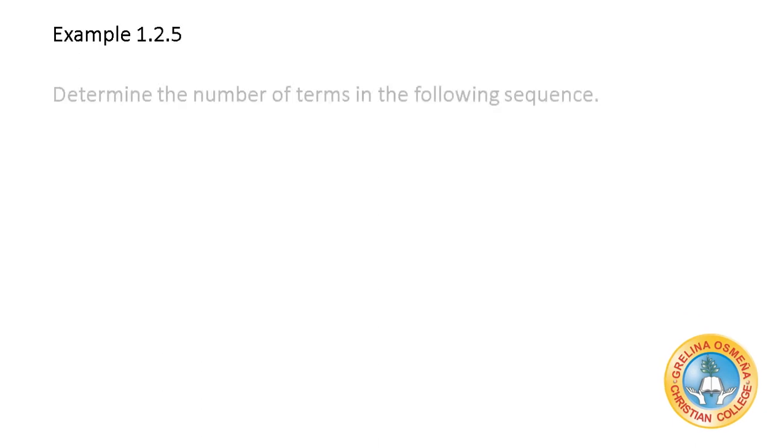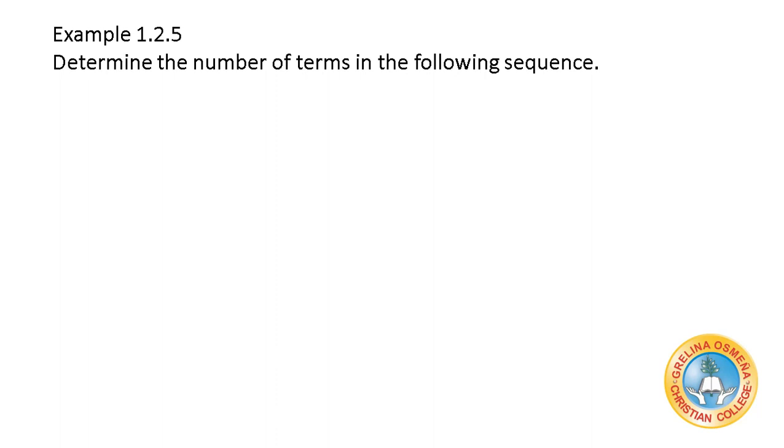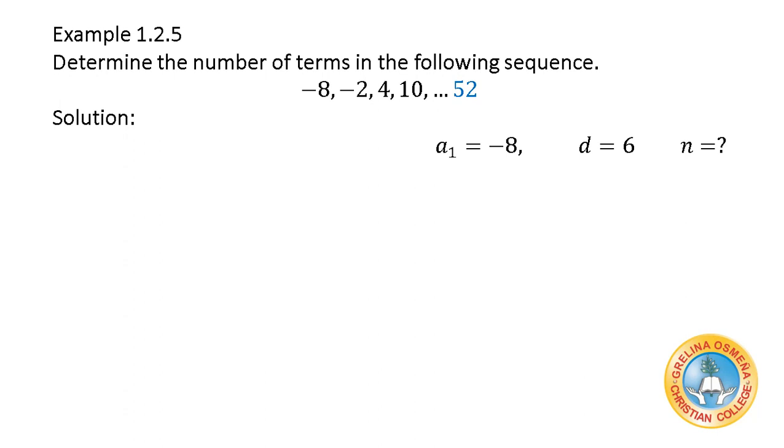Another example. Determine the number of terms in the following sequence: negative 8, negative 2, 4, 10, and then we have the 52. Which term is 52? The number of terms we have. So we have there the given, a sub 1 equals negative 8, and d is positive 6. How did we get that difference? Negative 2 minus negative 8, that's positive 6. 4 minus negative 2, that's positive 6. 10 minus 4, that's positive 6.